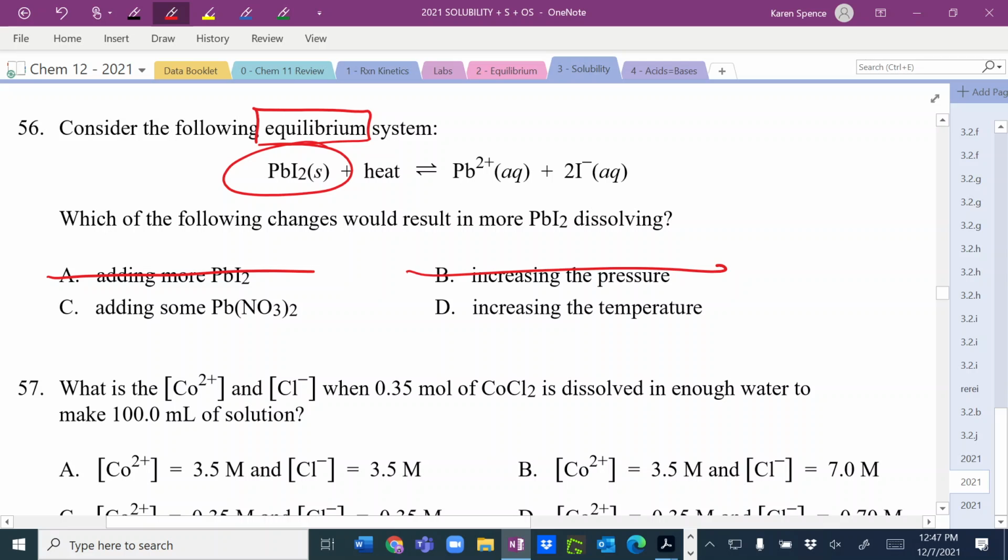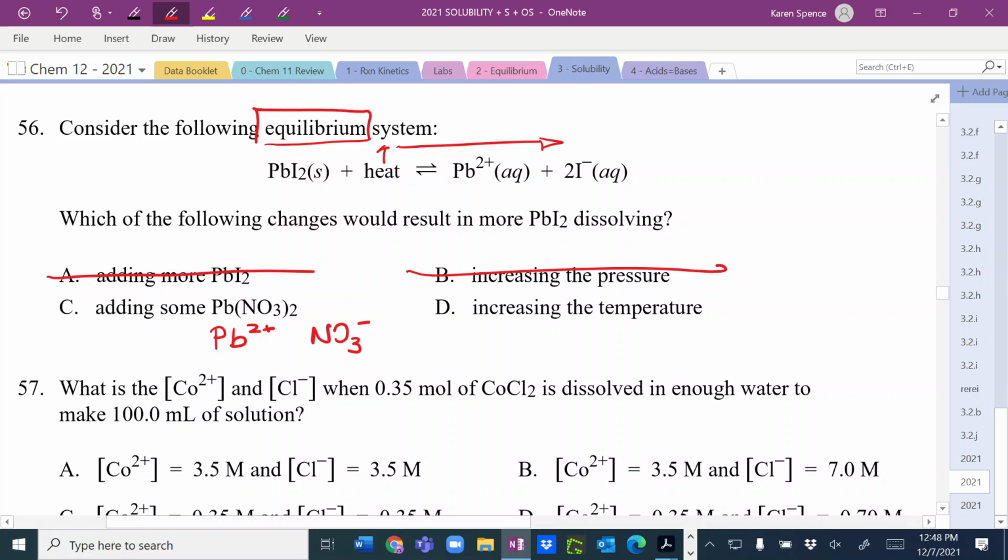How about adding some lead nitrate? That would increase the concentration of lead, and it would also increase the concentration of nitrate, but we don't care about that, it's a spectator. That would cause this to shift to the left, which would mean that less of the solid is dissolved. But what if we increase the temperature? The system would shift right to absorb the excess heat to bring the temperature back down.